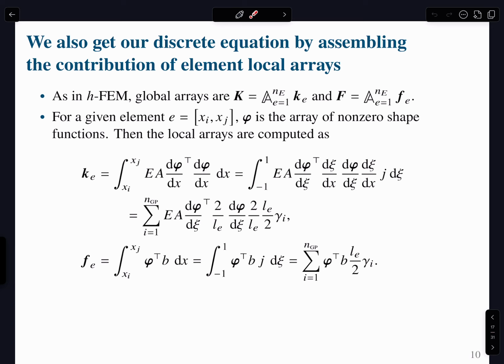Anyways, as we discussed, we normally get the global arrays by assembling the contribution of local arrays. So if we're now at the element level, let's see what happens at the element level E that has coordinates xi, xj, right? Now recall we just talked about it. My phi is the array of non-zero shape functions that now is going to be a p plus 1 dimension array.